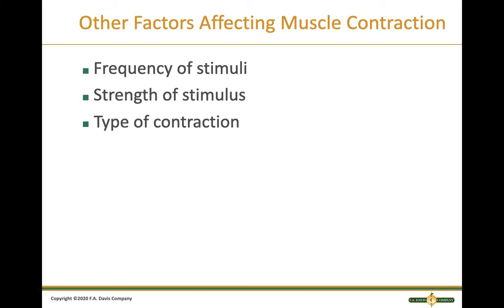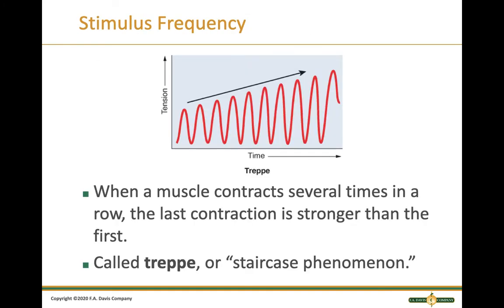Alright, next thing is how the nervous system controls the force of contraction for skeletal muscles. So basically we can change the frequency of the stimulus or the strength of the stimulus. When a muscle contracts several times in a row, the last contraction is stronger than the first. This is because not all the calcium is pumped back into the sarcoplasmic reticulum. So if we increase the frequency of stimulation, we're going to get more tension or force from that muscle.